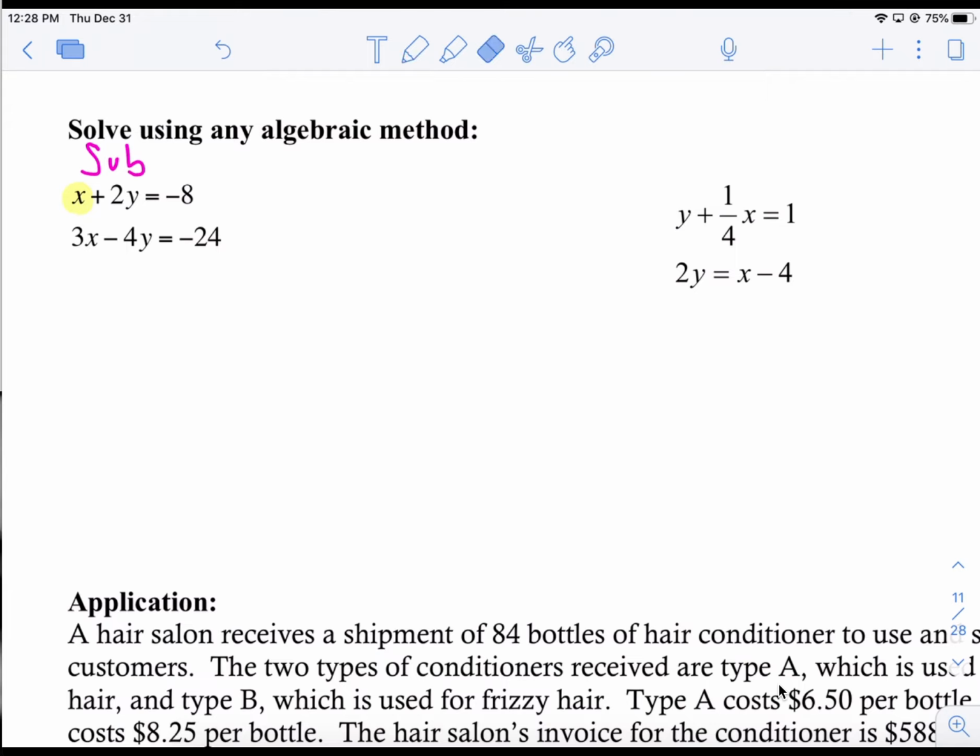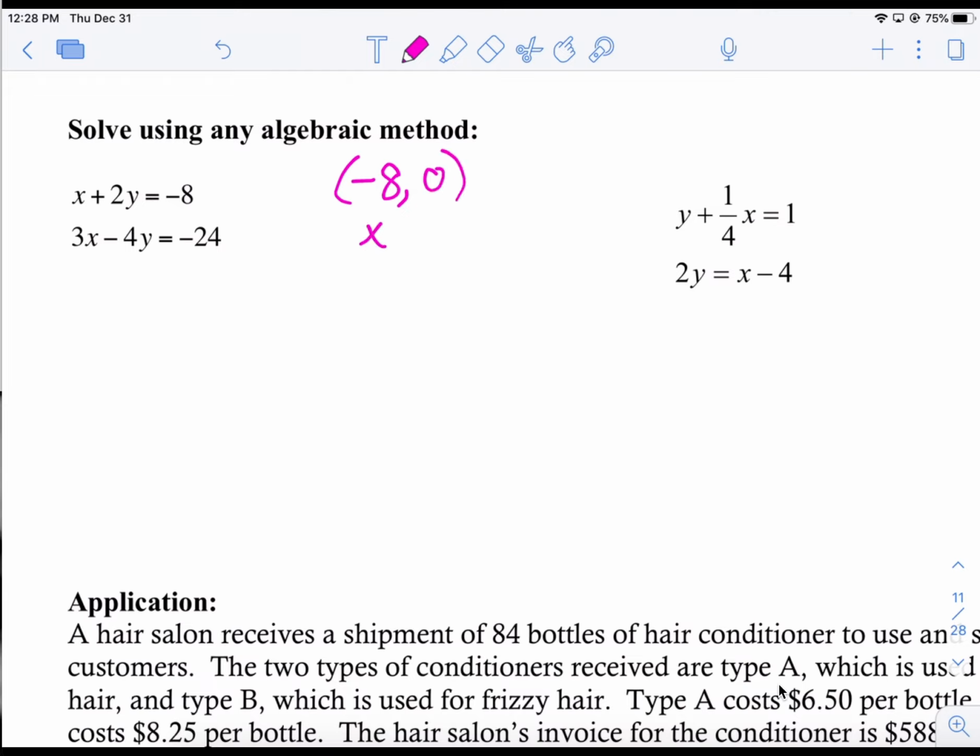You could do elimination if you wanted to multiply this row by a 2. You could make the 4 y's cancel, that's an option. But I want you to decide which one's best for you and use it to solve that first problem. Okay, pause the screen, do so now. Wonderful. Okay, the answer you should have gotten is negative 8, 0.